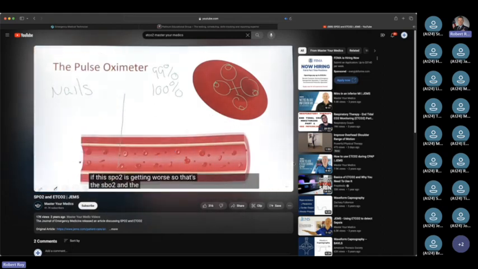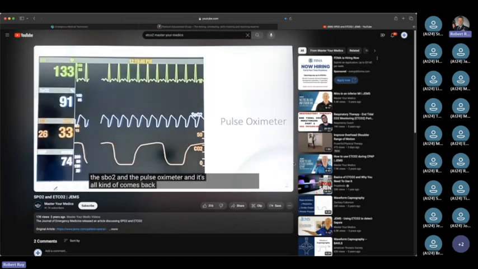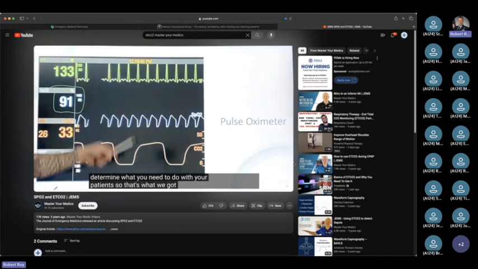So that's the SpO2 and the pulse oximeter, and it all comes back to this percentage number, and it's all determining how full our red blood cells are. And that is essentially it. So this pulse oximeter reading is telling us that 91% of our red blood cells are saturated with oxygen. And that's the waveform that we can get. We can start talking about that in a later video, and how you can use the waveform in SpO2 to help you determine what you need to do with your patients. So that's what we got here.